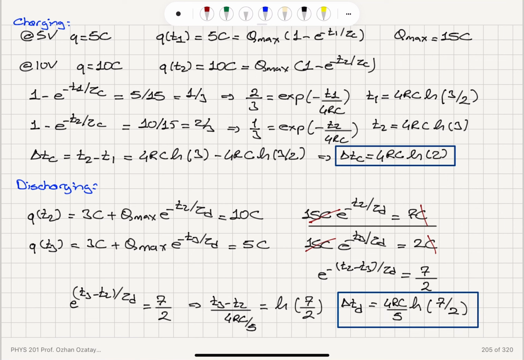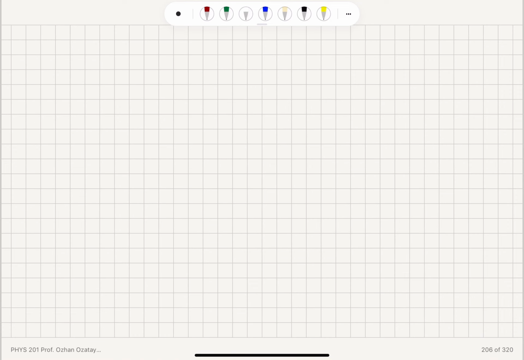So that's the time that passes during the discharge cycle. I start at 5 volts, I reach 10 volts, then I start at 10 volts, I reach 5 volts. So between two consecutive 5 volts, I have one period, or between two consecutive 10 volts, I have one period. It is the charging time plus the discharging time in each cycle.